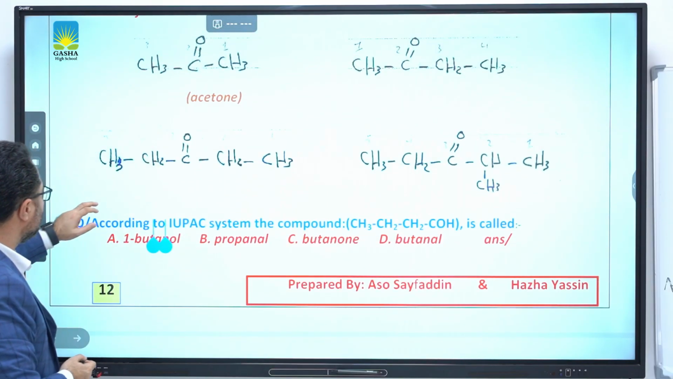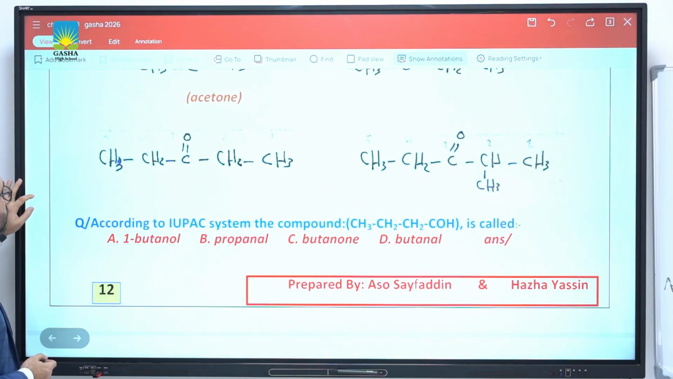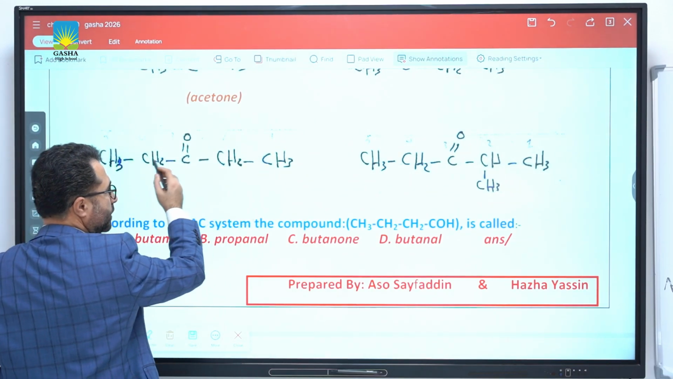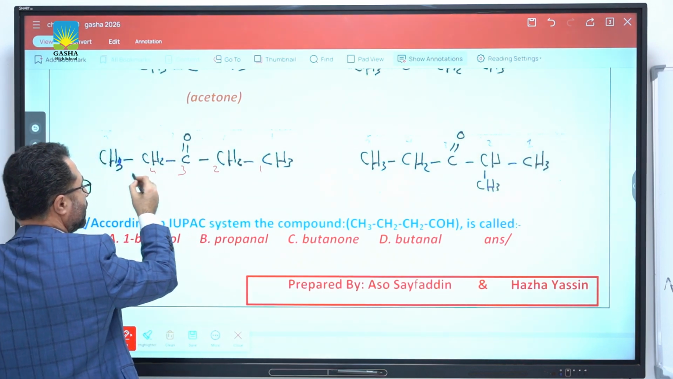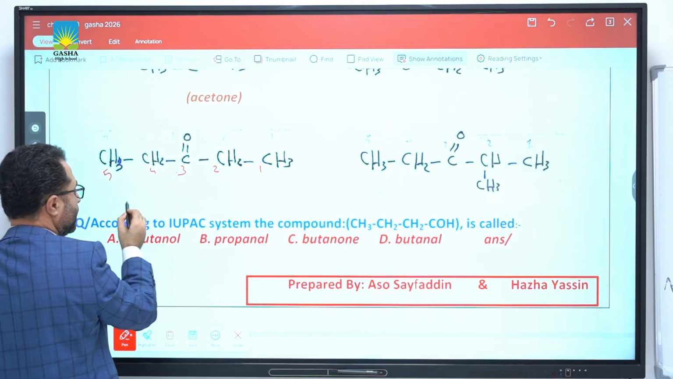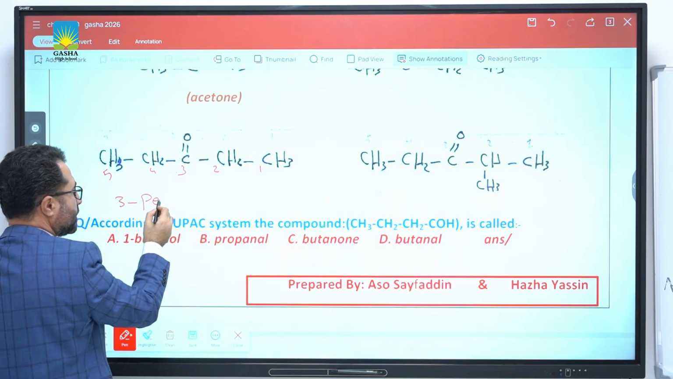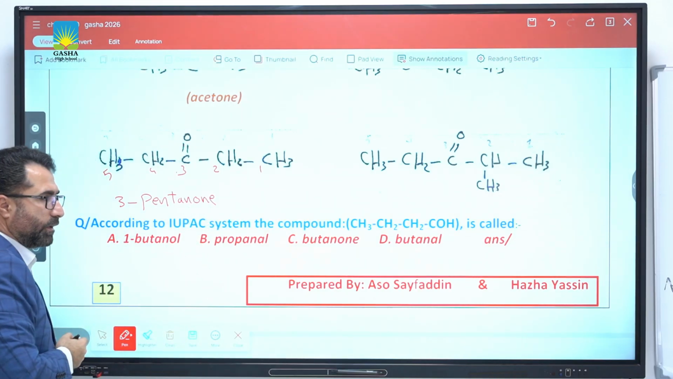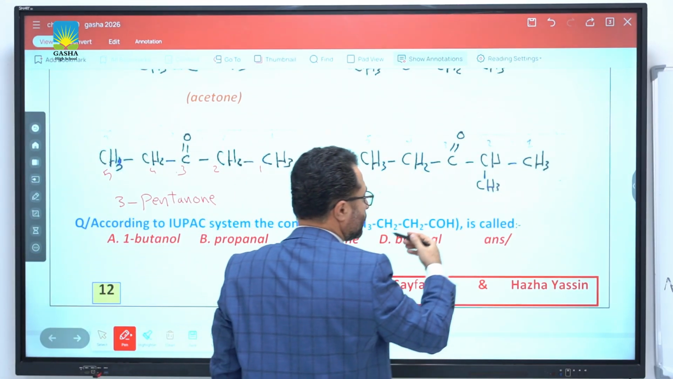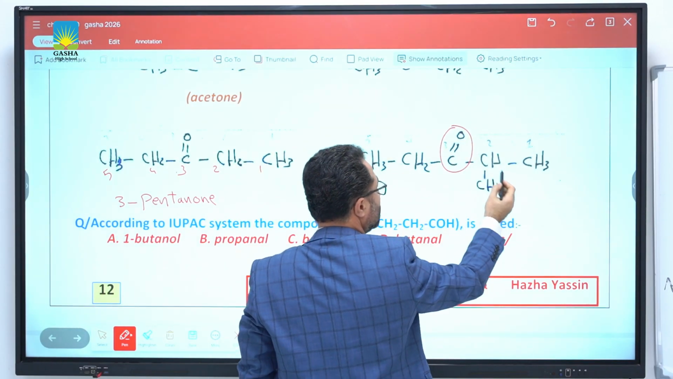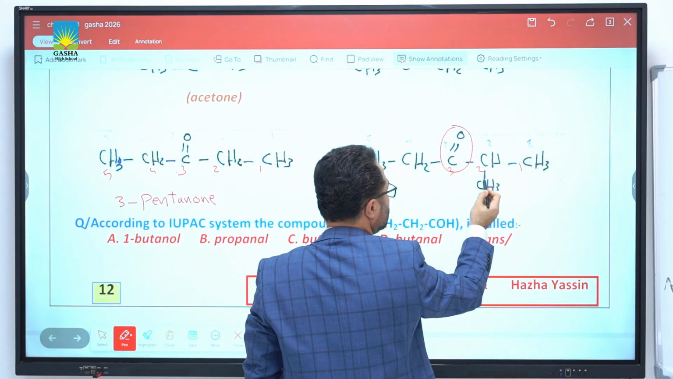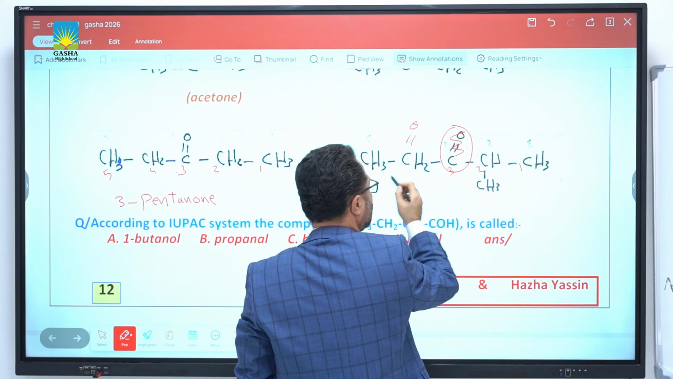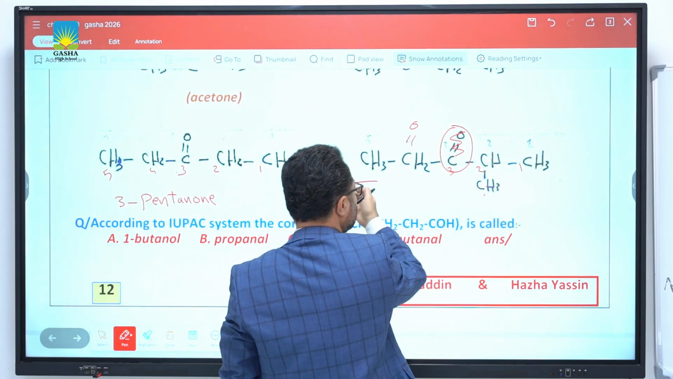Here the CO is in the middle, so you can number it from each side. Right or left is the same. 1, 2, 3, 4, and 5. The location of CO is 3. 5 carbons is pentane, and add "one". So it's 3 pentanone. But here we have a branch on the right side and the CO in the middle, so you have to number it from the side that has the branch. But if the CO is located here, you have to number from the left side, not the side that has the branch.